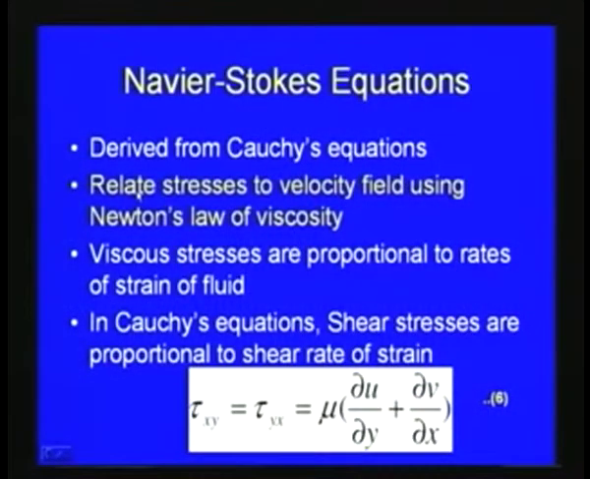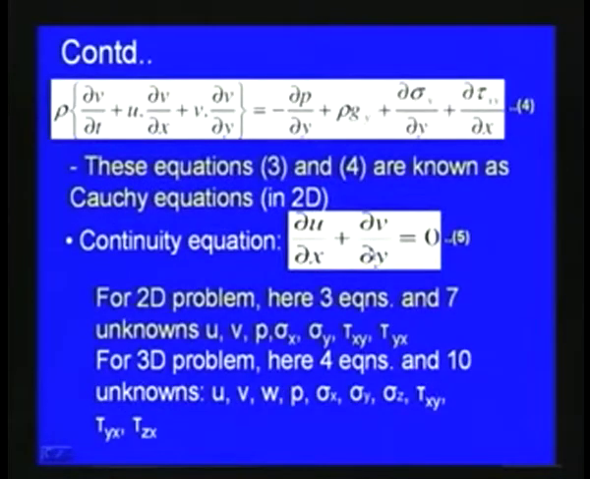Here the time component is considered, viscous terms are considered, and for the variation of any parameter, either velocity in the x, y, z directions, u, v, w, or the pressure, we can utilize this equation. That is the beauty of the Navier-Stokes equation. Here we derive the Navier-Stokes equation from Cauchy's equation. We have already seen that for 2D problems there are 7 unknowns in terms of u, v, p, sigma x, sigma y, tau xy and tau yx, and for 3D problems, 10 unknowns.